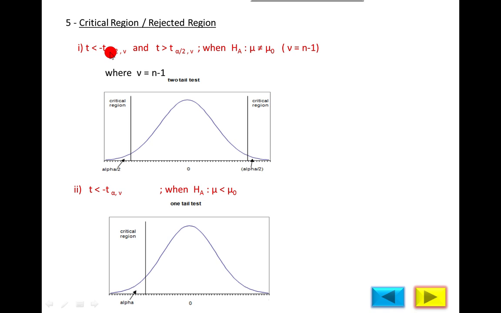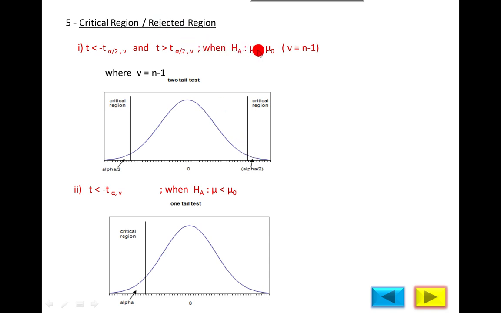This condition may or may not be true. If calculated t value is less than the table value, it lies here, and if calculated t value is greater than the table value, it lies here. So this indicates the critical region, and we will reject the null hypothesis. So this area represents the critical region, also called rejected region.